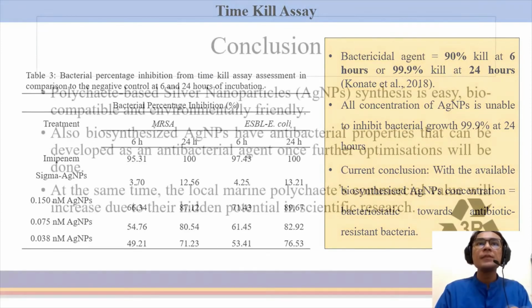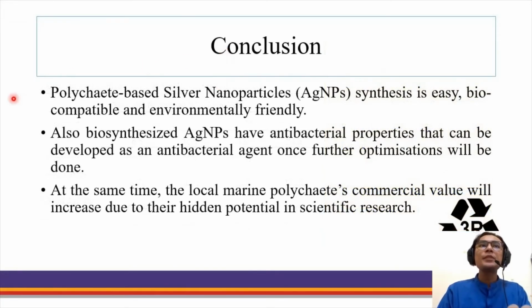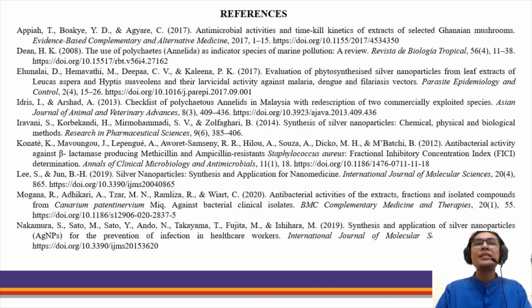So, in conclusion, polychaete-based silver nanoparticle synthesis is easy, biocompatible, and environmentally friendly, and the biosynthesized nanoparticles have antibacterial properties that can be developed as an antibacterial agent when further optimization is done, especially towards antibiotic-resistant bacteria. At the same time, the local marine polychaete's commercial value will be increased due to its hidden potential in scientific research. And these are the references.